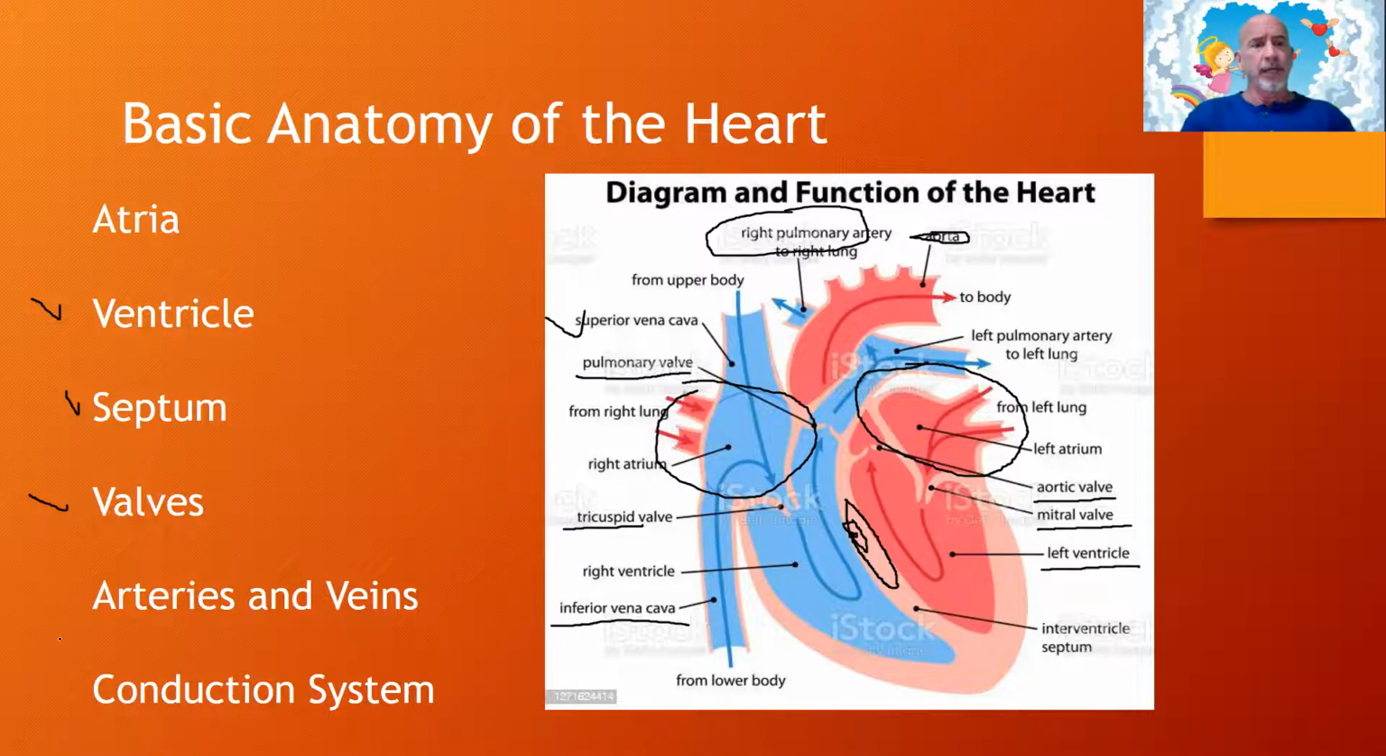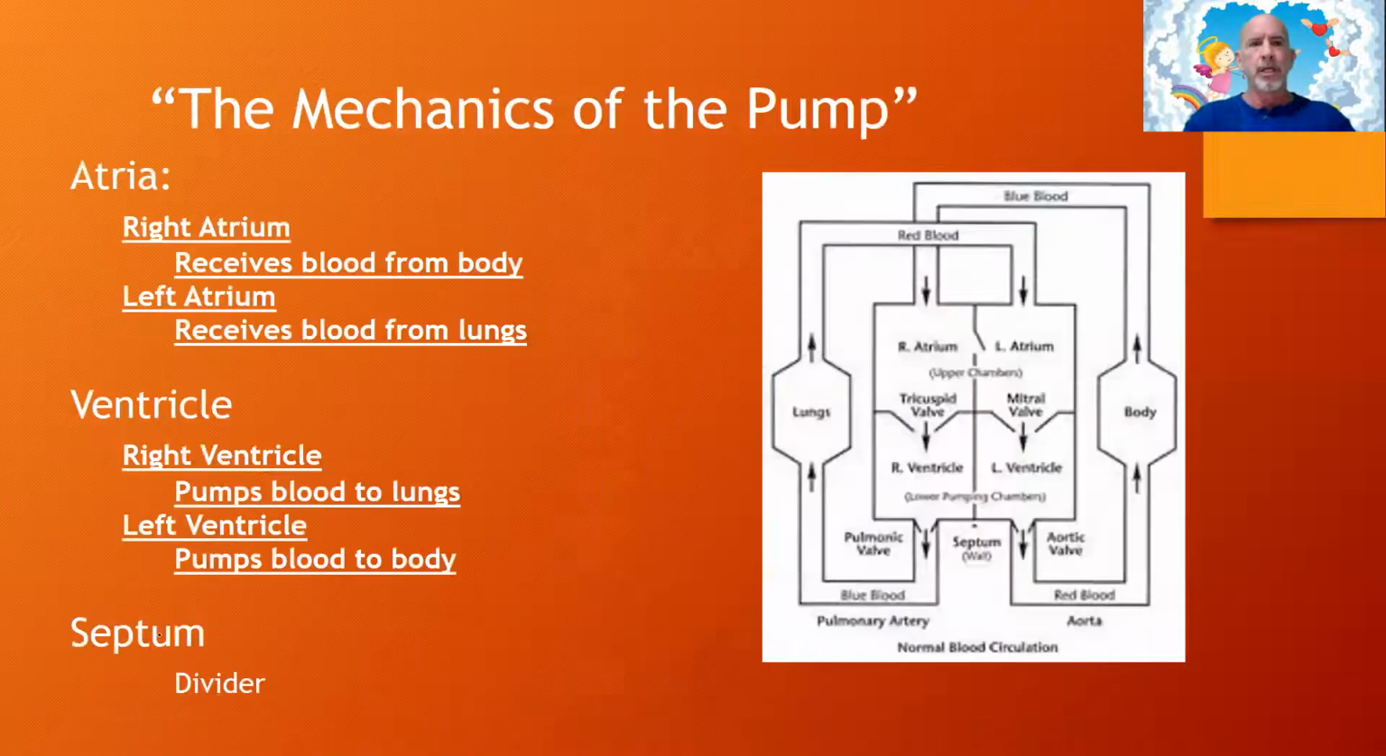After that, we get out of the mechanics of the heart, and now we're getting into the perfusion of the heart, and that is the arteries and the veins that go through the heart. I'll talk about that here in a little bit. And then last but not least is the conduction system, the electricity that makes the heart contract. We will go through that as well.